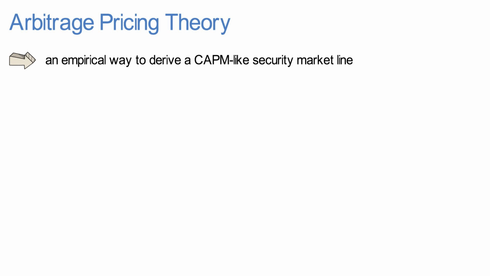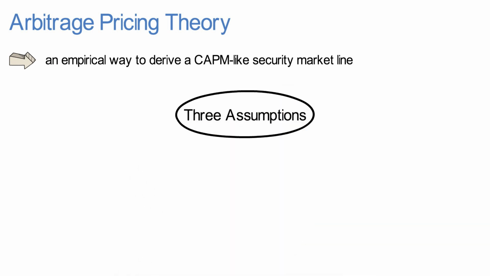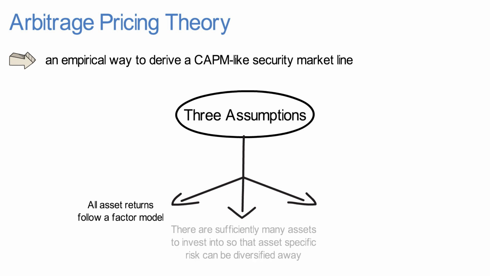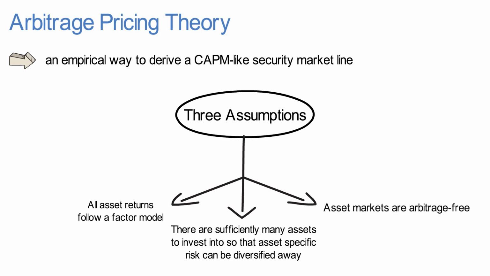Now, in order to do that, the APT requires three assumptions. Assumption 1, all asset returns follow a linear factor model. Assumption 2, there are sufficiently many assets to invest into such that asset-specific risk can be diversified away. Assumption 3, asset markets are arbitrage-free.